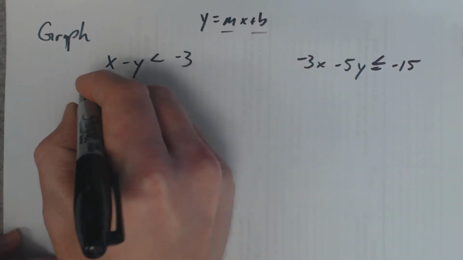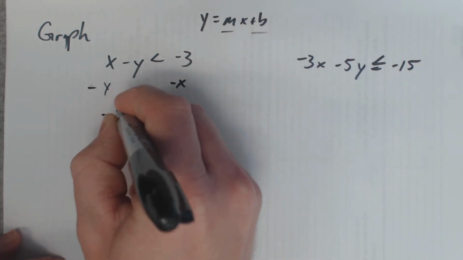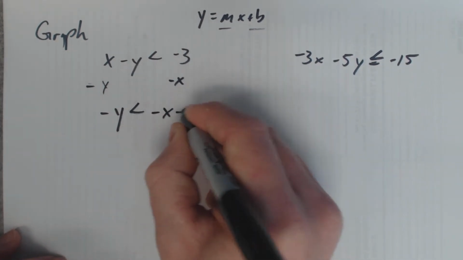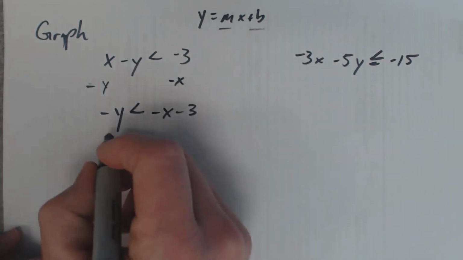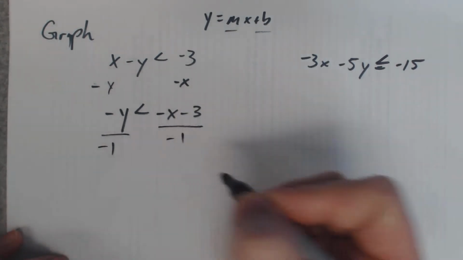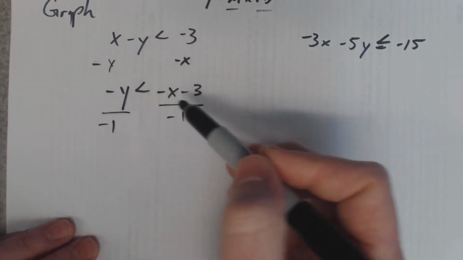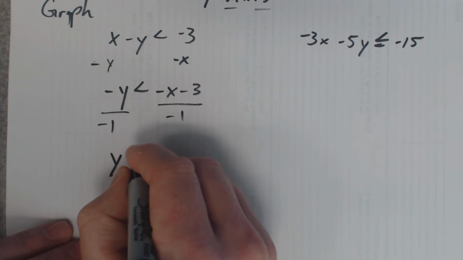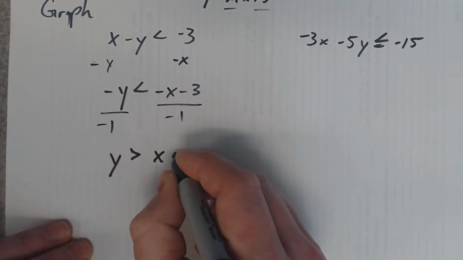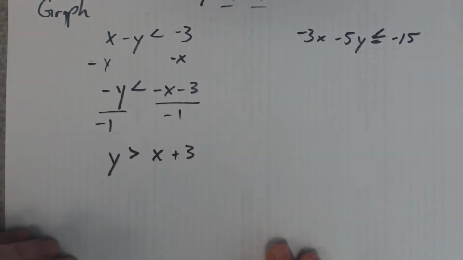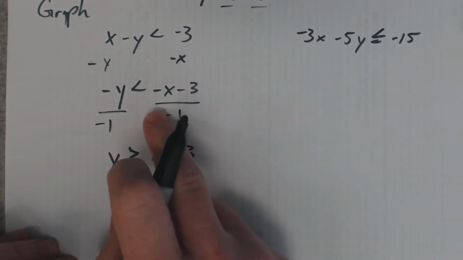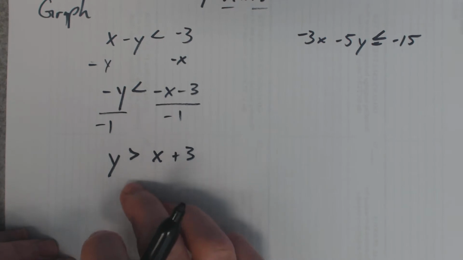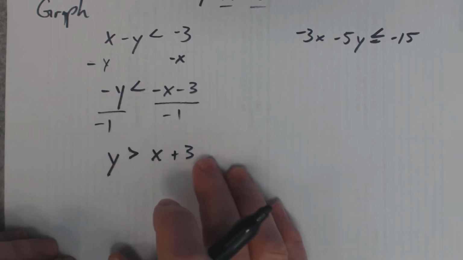I'm going to subtract x from both sides. Negative y is less than negative x minus 3. Can't leave a negative on the y, so I divide by negative 1. The rule says if you divide or multiply both sides by a negative, it flips the inequality symbol. You probably remember that from some class somewhere. If not, now you know. So I flip that around, and it changes the signs on both of those. Both of them get divided by negative 1. So I'm going to graph y is greater than x plus 3.